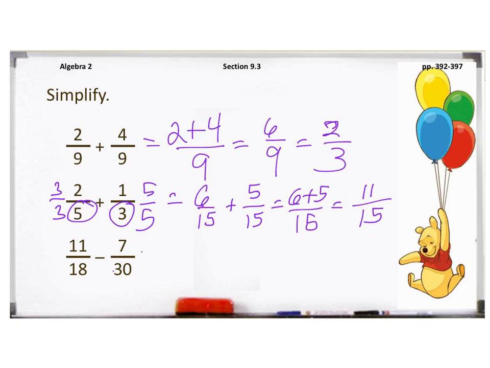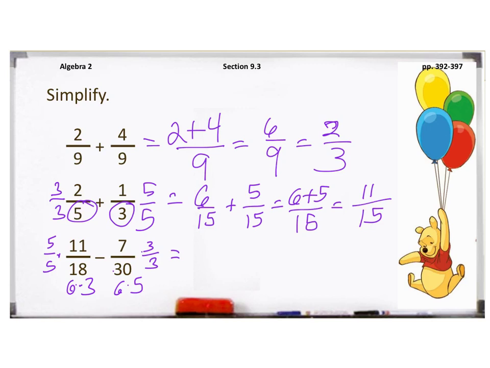Now, subtraction, same basic concept. This has a non-common denominator, but they both have 6 in them. This is 6 times 5, and this is 6 times 3, which means that this side needs a 5 over 5, and this one needs a 3 over 3. This gives us a common denominator of 90. Believe it or not, 3 times 30 is 90. Okay.